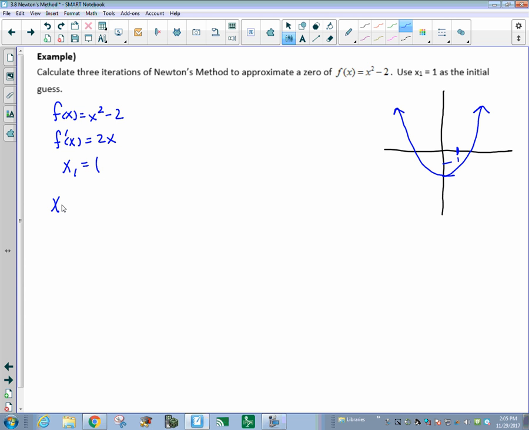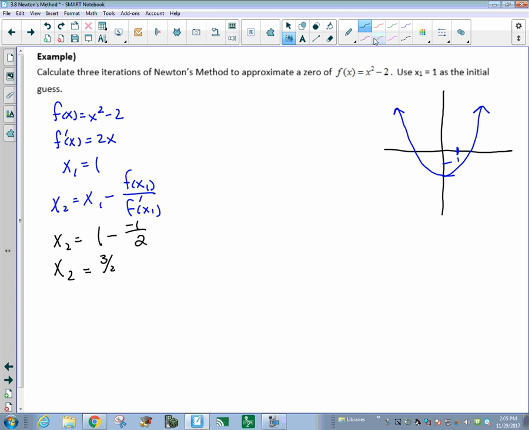To calculate x sub 2, I would go to my equation, x sub 1 minus f of x at 1 divided by f prime of x sub 1. And then go ahead and calculate this. So let's calculate it. X sub 2 looks like 1 minus, if I put in 1 into this equation, I get negative 1 divided by 2. Looks like I'm adding those together, so x sub 2 comes out to be 3 over 2, or 1.5.